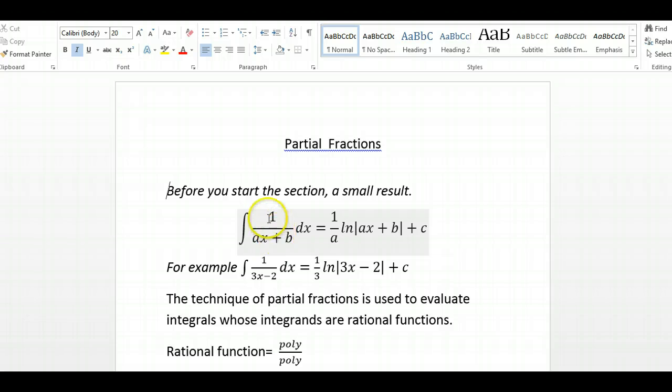Now if you integrate 1 over a linear function, so a linear function is something which has only x in it, no higher power of x, like say ax plus b. And then the way to integrate this, of course, would be to use a U-substitution. So if you put u equals this denominator, we can show without much difficulty that the answer would be 1 over this coefficient right here times natural log of the full denominator, which is ax plus b.